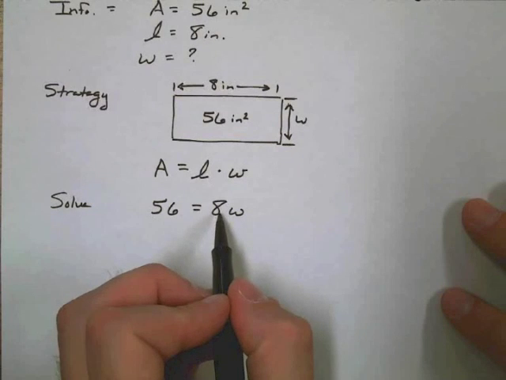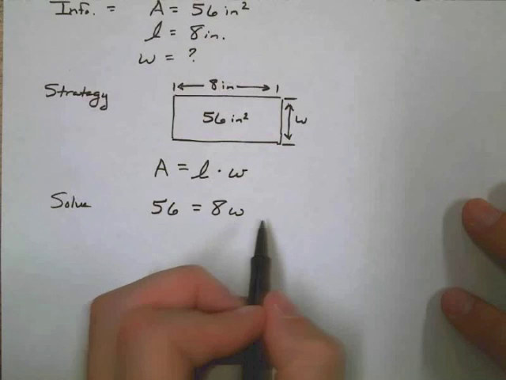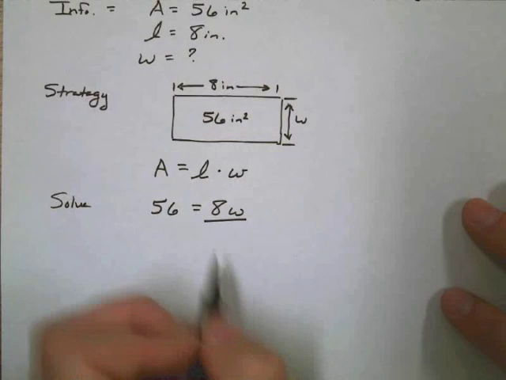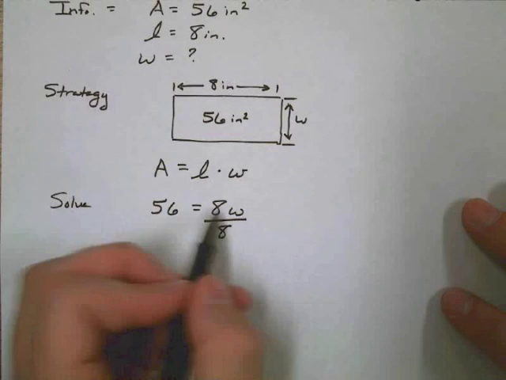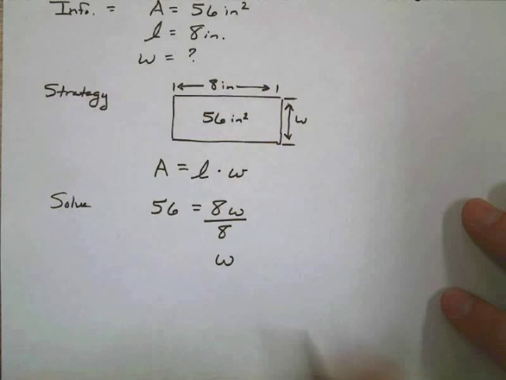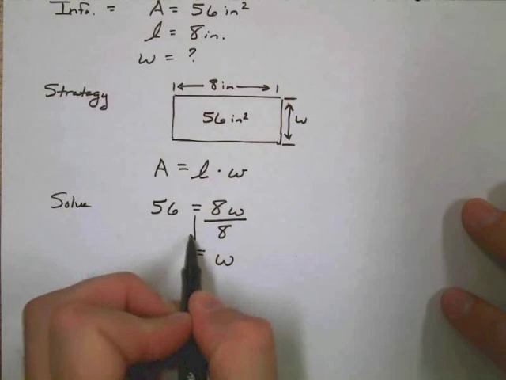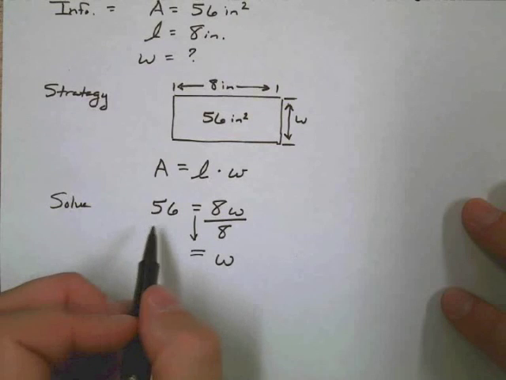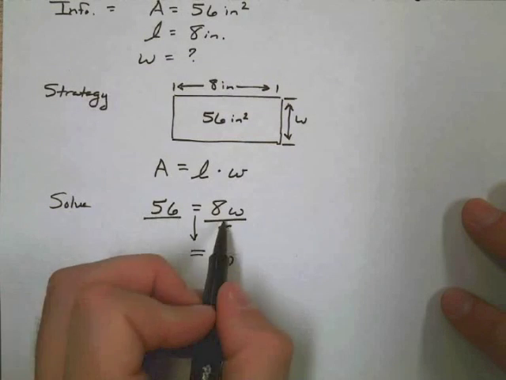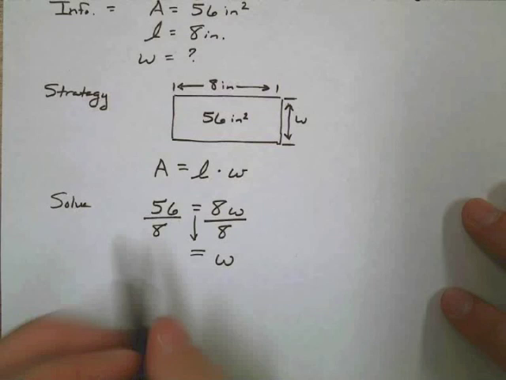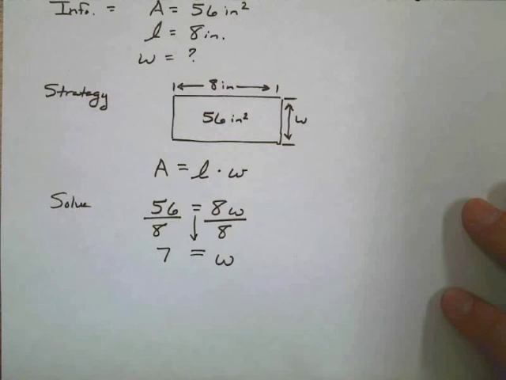So it's being multiplied by 8. I want to undo, or do the opposite, to get rid of that multiplication. So I'm going to divide by 8. 8 divided by 8 is 1, which means that W is left by itself. My equal sign stays the same. And if I do it to one part of the equation, I need to do it to the other side of the equation. So I'm dividing this side by 8, so I'm going to divide this side by 8. And 56 divided by 8 is 7.